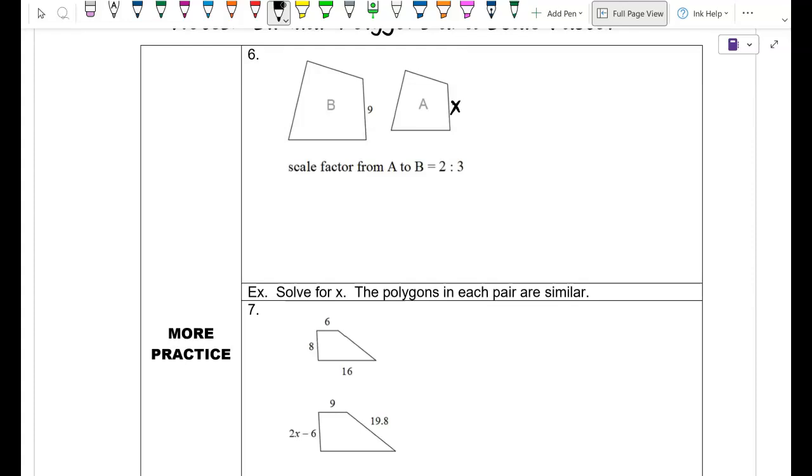But it's very important, this statement here. Scale factor from A to B is equal to 2 to 3. That statement there means A to B means A in the numerator, B in the denominator is equal to 2 in the numerator, 3 in the denominator.